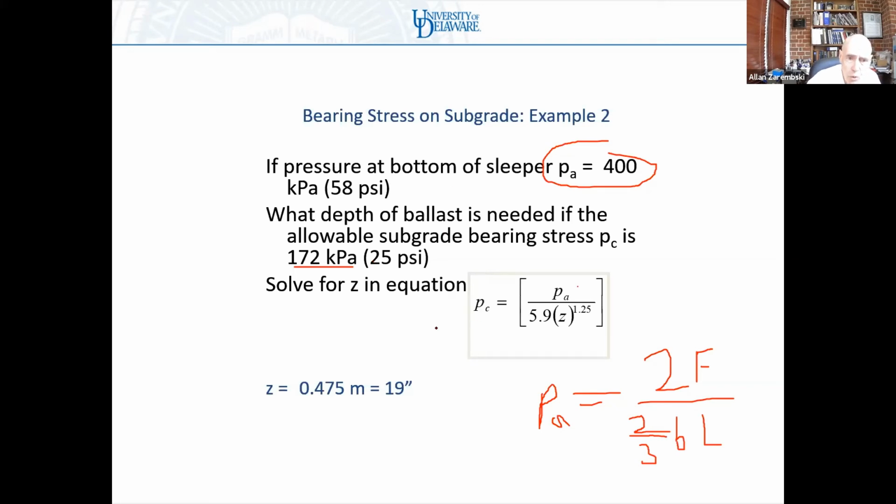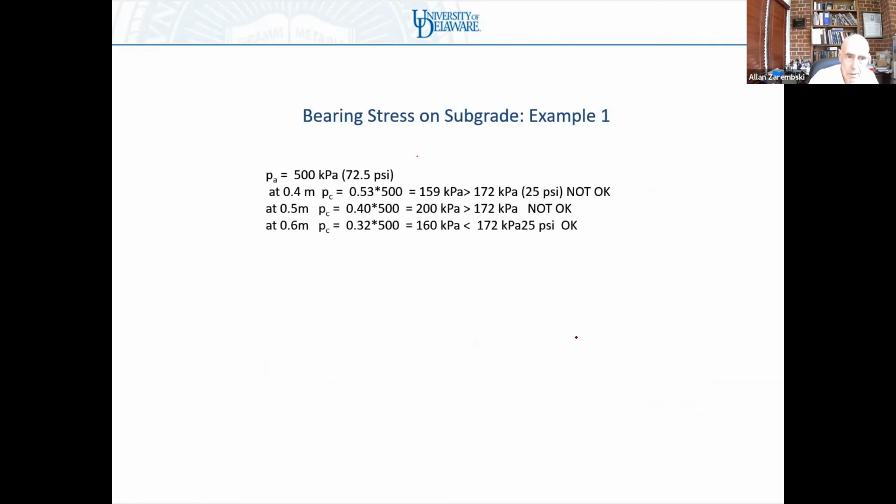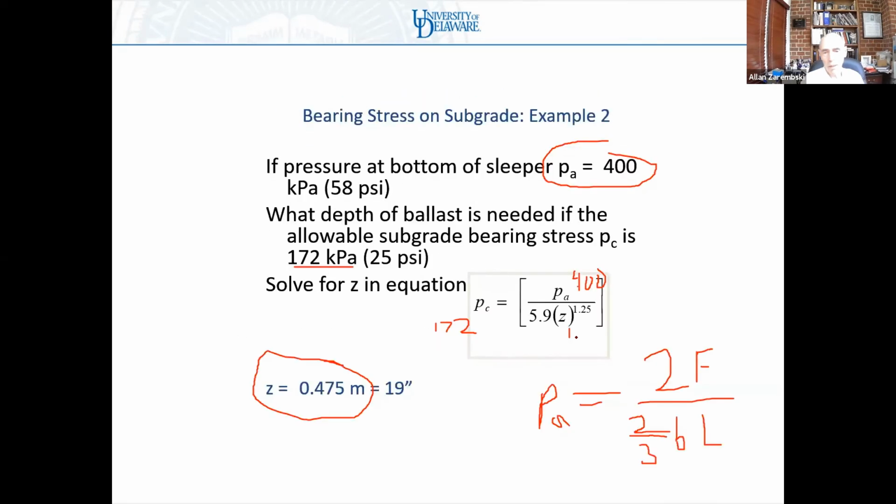So this is 172. This is 400. If you solve for Z, you get 0.475 meters. It's a fairly straightforward equation to apply. There's a problem that you'll be working on.